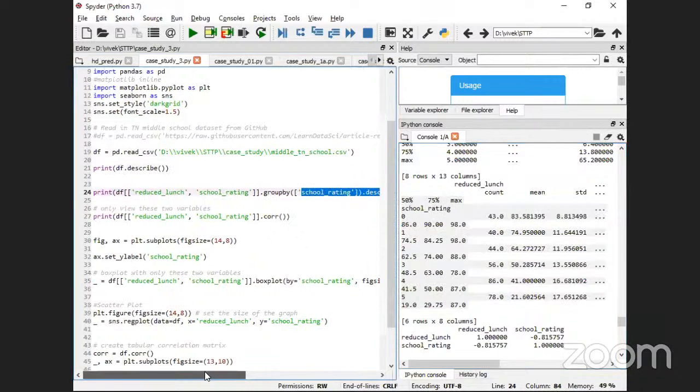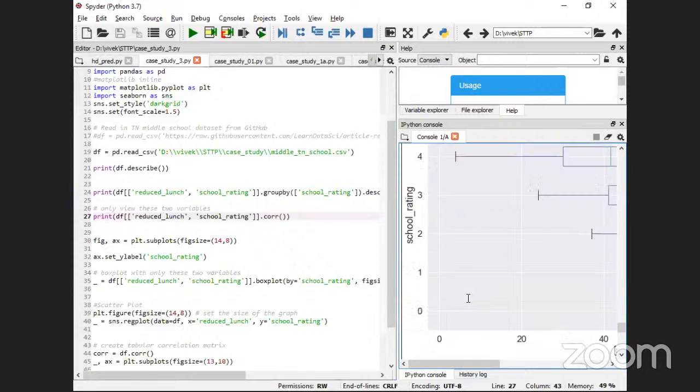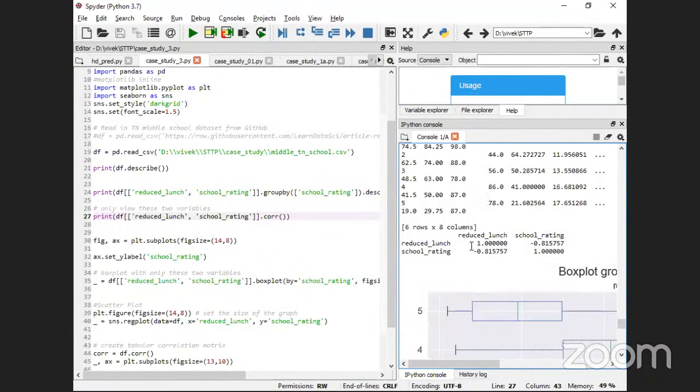And further, a correlation has been computed. CORR is a predefined facility available to find the correlation existing between these two parameters, reduced lunch and school rating. So in the correlation matrix you can see here, right? You can observe that between reduced lunch and school rating, there is a negative correlation. So this indicates that whenever there is an increase in reduced lunch, school rating will get decreased.